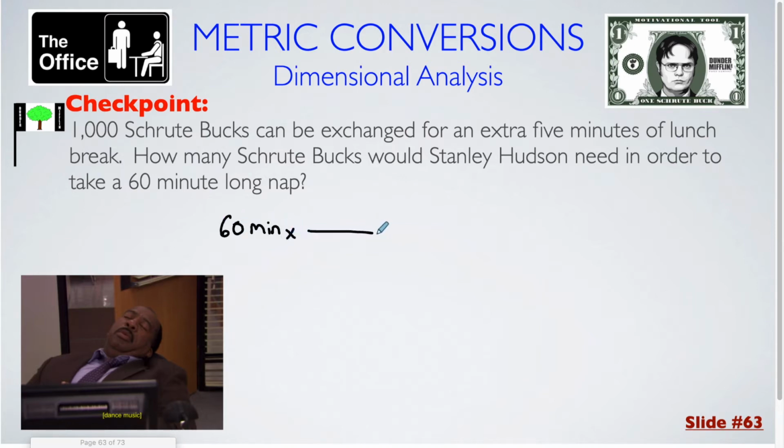I know that I need to cancel out minutes in order to determine how many Shroot bucks we're going to need. So now I need an equivalency to plug in here, the two numbers. We know that 1,000 Shroot bucks can give us an extra 5 minutes. So that's our equivalency. So we're going to multiply and divide across. So we have 60 times 1,000 divided by 5. So that's going to be 12,000. So you need 12,000 Shroot bucks in order to take an hour-long nap.